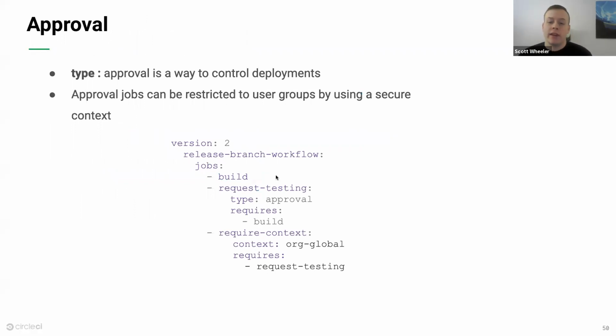Approval is something that goes hand in hand with continuous delivery. In some cases, you might have processes that require approval for a deployment. We can use the approval step to prevent unwanted deployments. If you're using GitHub, it's possible to restrict who can approve a job using secure context. In the example above, we define a context in the require context job. When this context is scoped to specific users or groups, the job will fail if the approver doesn't exist in that group.